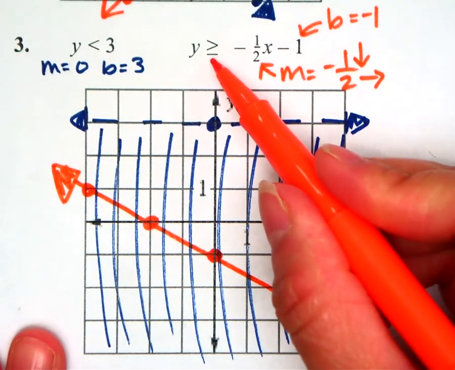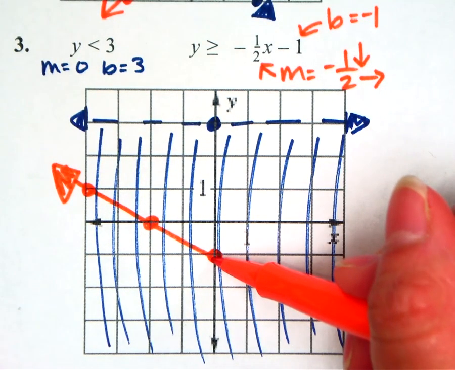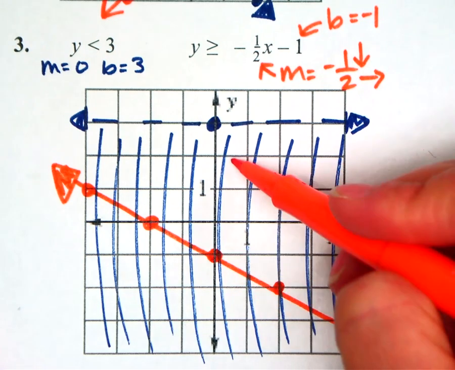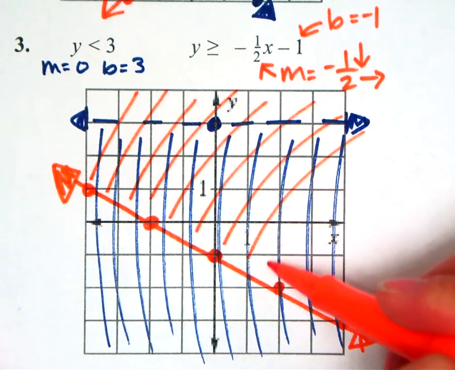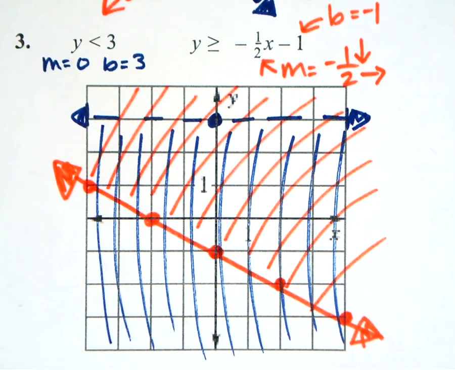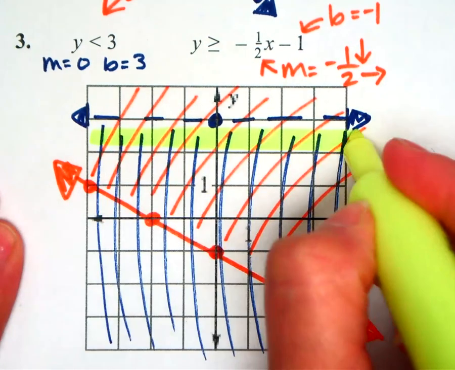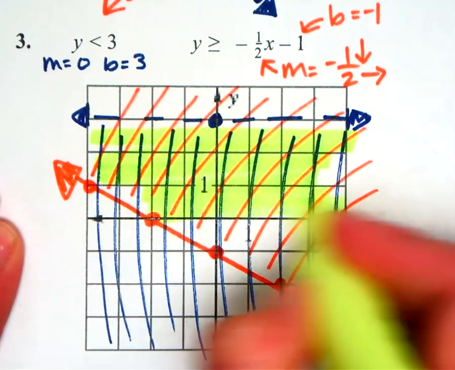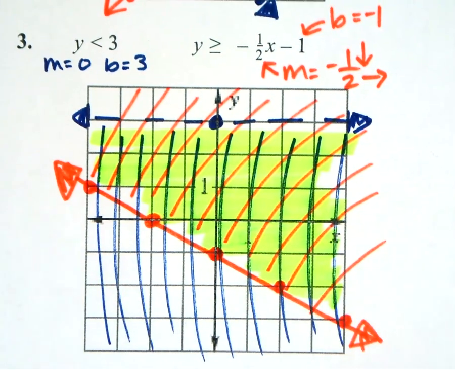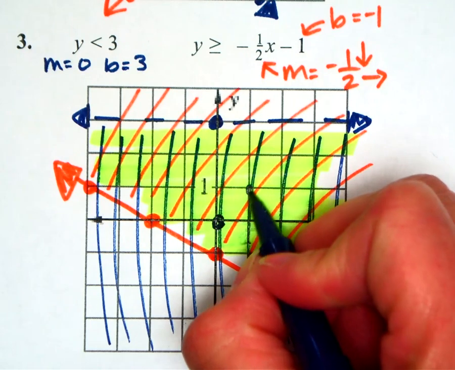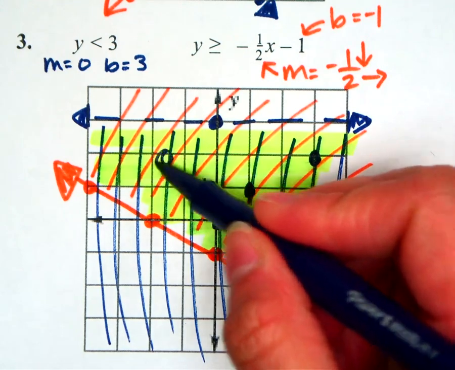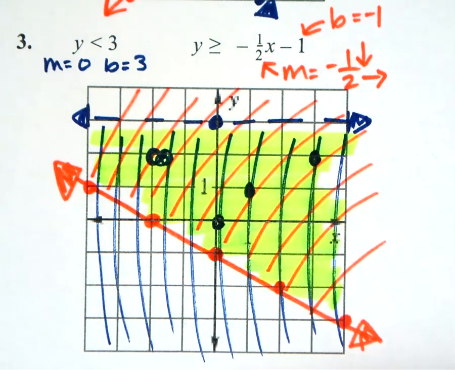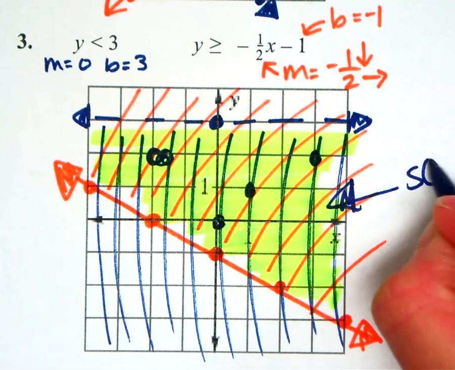So since it's greater than or equal to, I'm going to ask myself, where are the values greater than or equal to -1? They are above. So I'm going to shade everything in this area. So when I look at the graph, anything that lies within this shaded region overlaps both of the solutions, so it would be a solution. So 0, 0, 1, 1, 3, 2, anything within this shaded area is a solution.